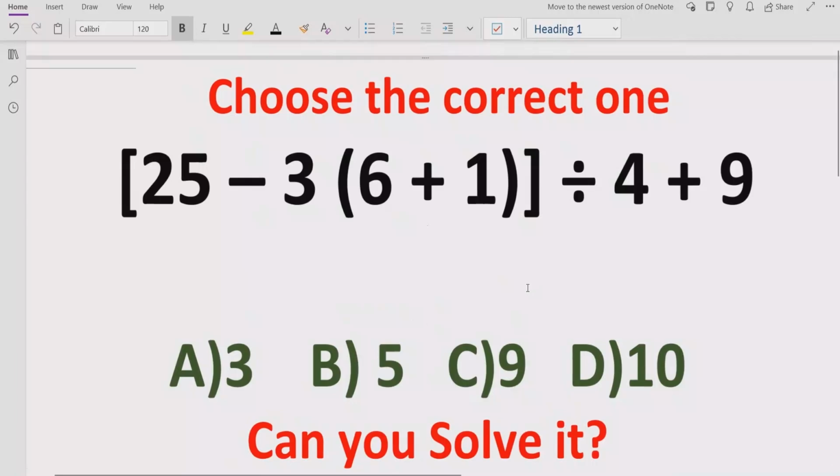Today we will solve another quiz which is related to arithmetic expression. The quiz contains the basic operations: plus, minus, multiplication and division. So we have to solve this quiz using PEMDAS and BODMAS method and find out the correct answer. In the answer list we have four answers: A is 3, B is 5, C is 9 and D is 10. So let's see after solving it which answer is correct.